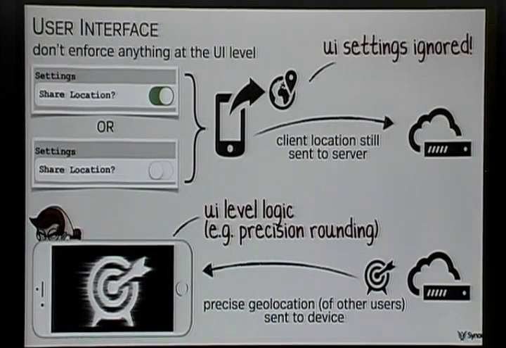Another example is where the UI implements logic that should be done on the server side or somewhere else. Again, there might be a setting where the user can control the level of accuracy of the location they share. They might say, look, I'm okay sharing my location, but I only want it to be within a mile radius. We have seen instances, and Colby's going to talk about this more, where that is only implemented on the UI on other people's devices.